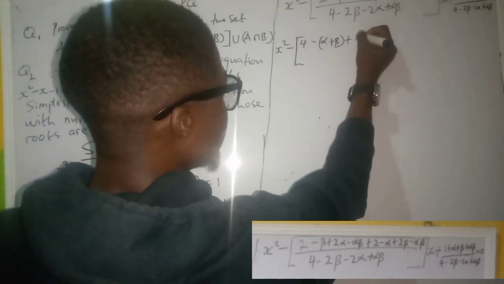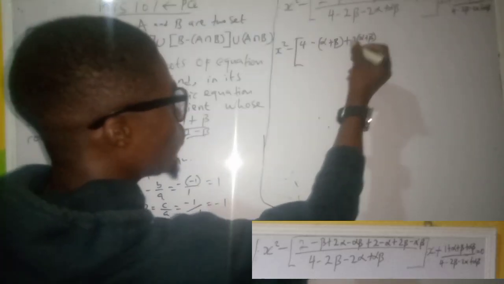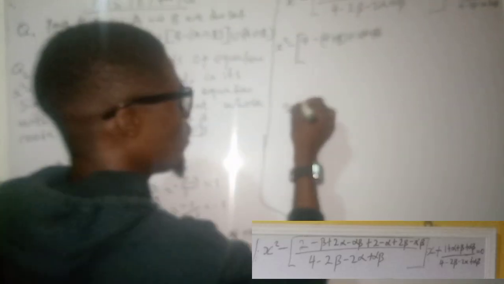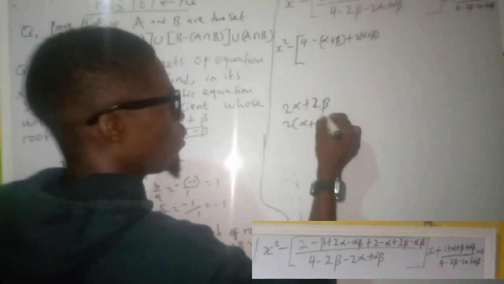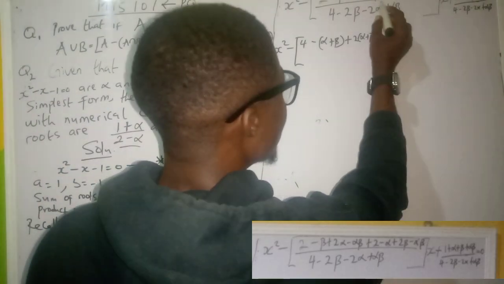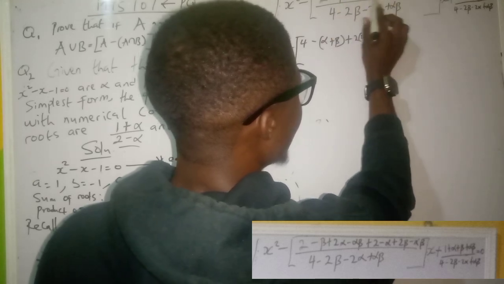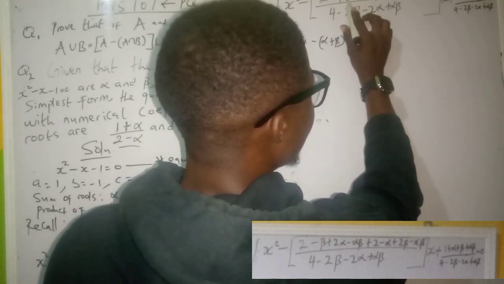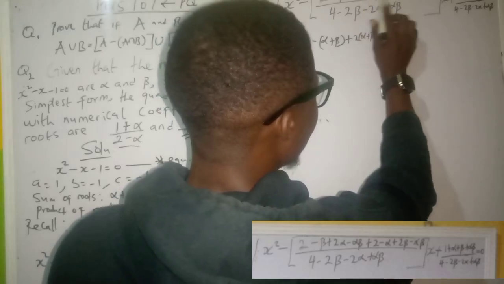Now from here, 2 alpha and 2 beta, that will be plus 2 alpha plus 2 beta, which is 2 into brackets alpha plus beta. Okay, we have solved it. When you bring 2 alpha plus 2 beta outside, 2 is common. So we are done with this and this, and this and this; it remains this and this.